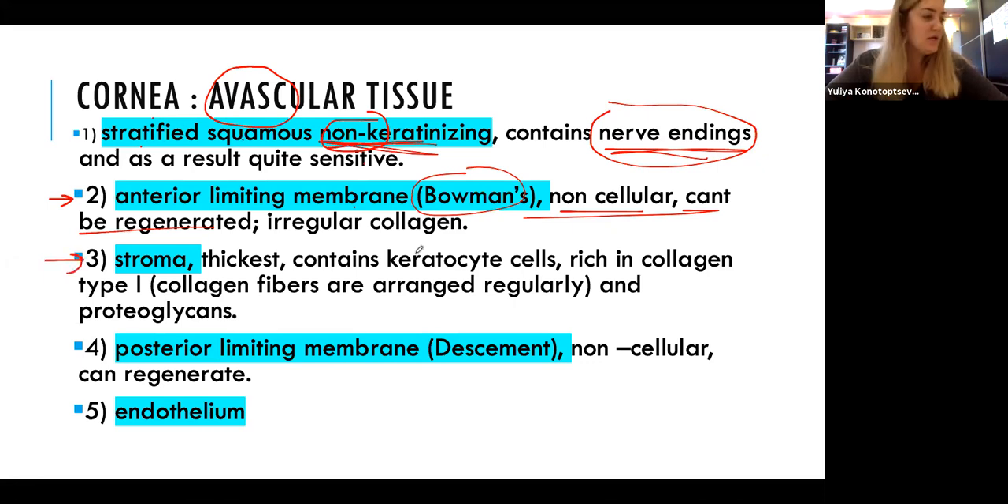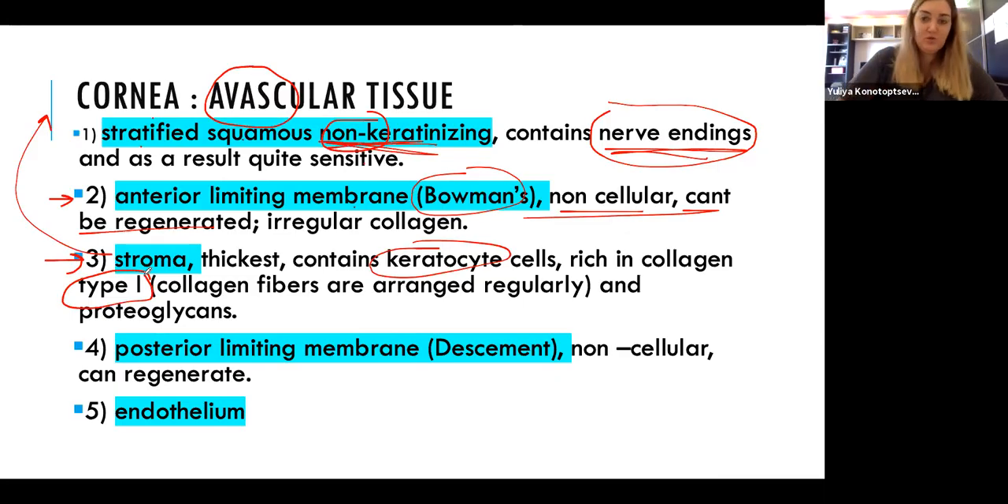The stroma is the thickest layer. It contains keratocytes. Keratocytes are basically fibroblasts. So a fibroblast in the cornea is known as a keratocyte. From histo 1, you remember that fibroblasts are responsible for secreting the entire extracellular matrix. So here specifically in the stroma of the cornea, these keratocytes are secreting collagen type 1. What are other places for collagen type 1? Skin and bone. So now you're going to add the third place, which is the cornea.